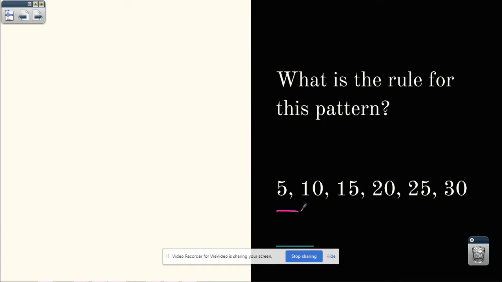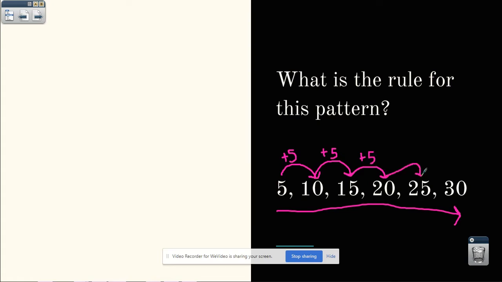So first thing I notice is that the numbers are getting bigger. Because the numbers are getting bigger, it's either going to be addition or multiplication. I have 5, 10, 15, 20, 25, 30. It is addition. The rule for this pattern is that you are adding 5 each time. You have to be careful and make sure that you are checking. You don't have to check literally every single one because there's a lot of numbers on this one. But I would say at least check the first 3, maybe even 4, just to be certain that the rule applies to all of them.